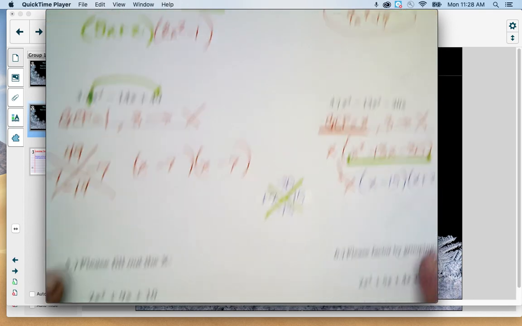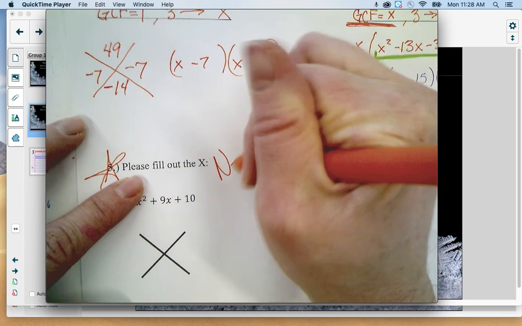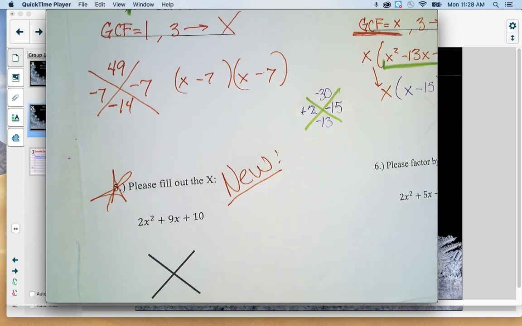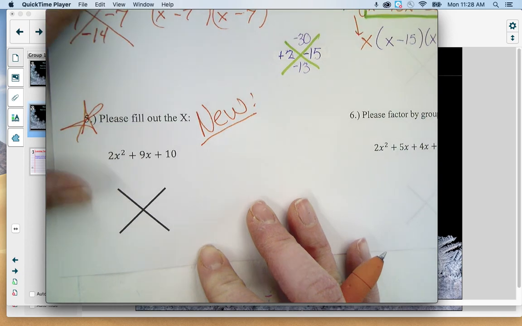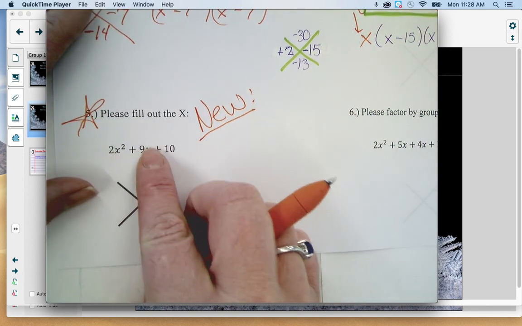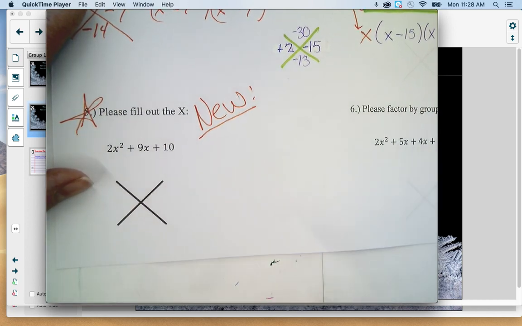All right, take a look at 5. Please put a star on number 5. Write the word new. It's not really new, but we have not seen a problem like this. So, first of all, how many terms? 3, right? There's 3 terms. 2x squared plus 9x plus 10. I already drew the X for you.